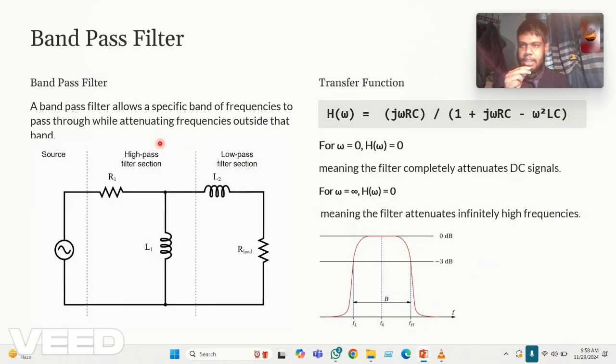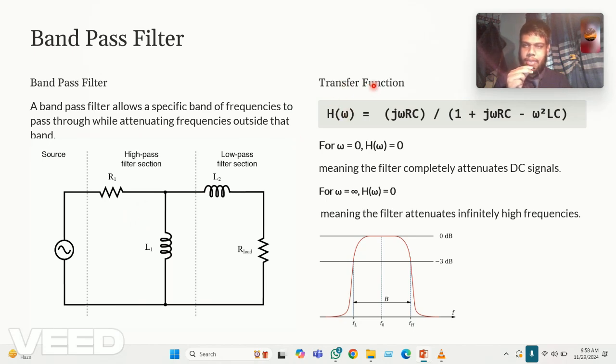Next slide we can see band pass filter. A band pass filter allows a specific band of frequency to pass through while attenuating frequency outside that band. Here we can see the circuit of band pass filter.